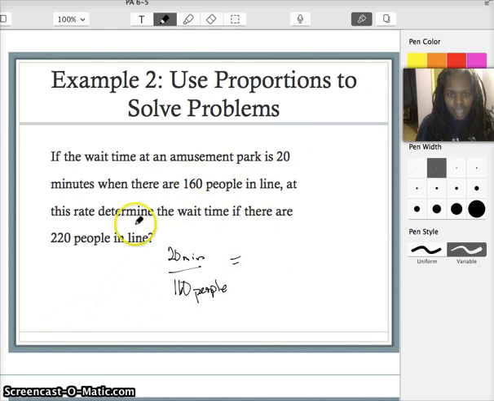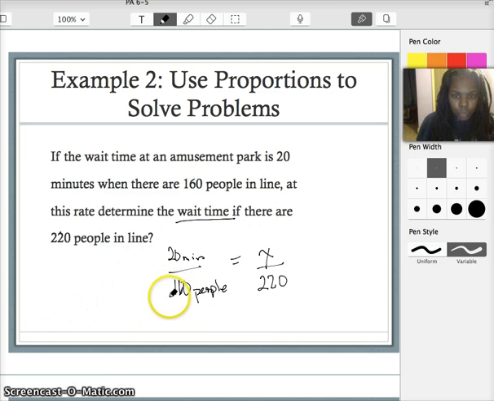And they said, at this rate, so we're going to assume that this is a proportional situation because we're saying, hey, this rate is continuing. We are going to put X because we're trying to determine the wait time. The top part of my ratio is referring to time, and the bottom part is referring to people. So X over 220. And so now we see that this is a proportion that we can solve because we got our cross products going on. I'm going to multiply 20 times 220, and that's going to be equal to 160 times X.